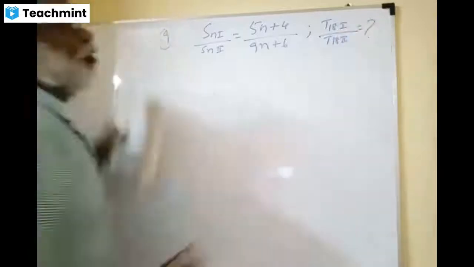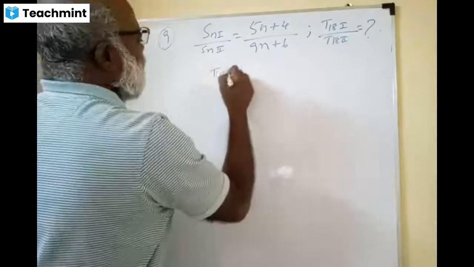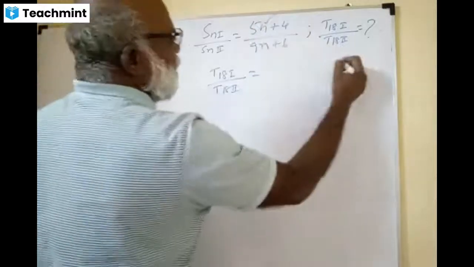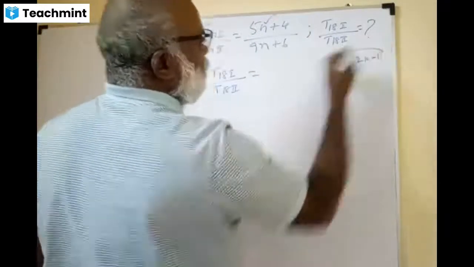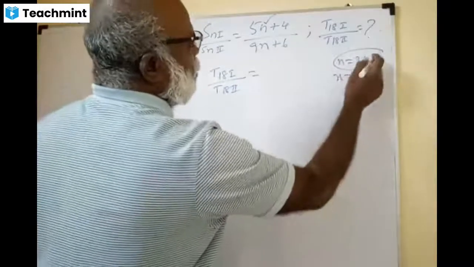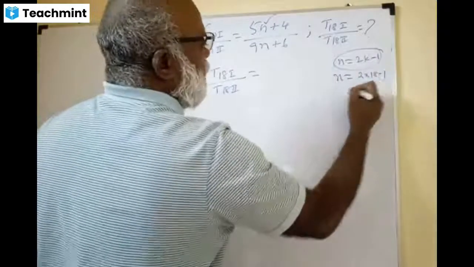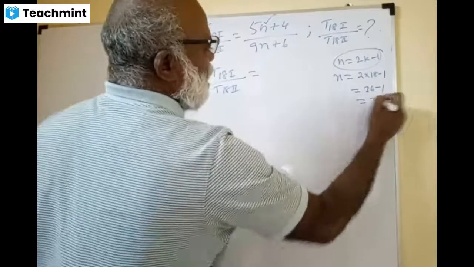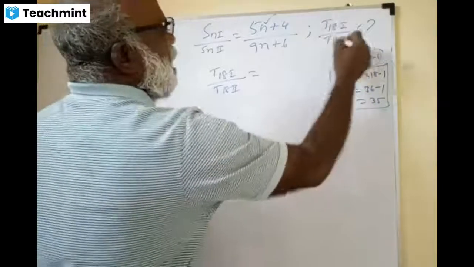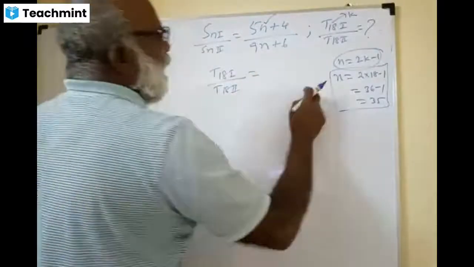Come on, tell me what rule you have to follow. Just do the shortcut. T18 of the first sequence by T18 of the second sequence is nothing but replace n with 2k minus 1, or 2n minus 1. What is k? K is 18. 36 minus 1 is 35. This is called K. This is N. So replace N with 35.